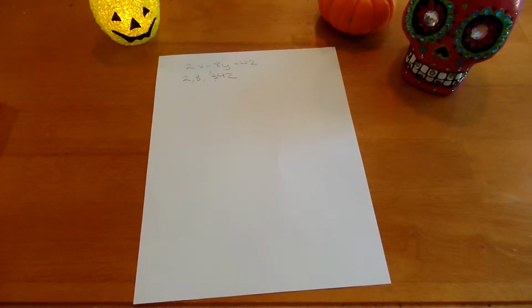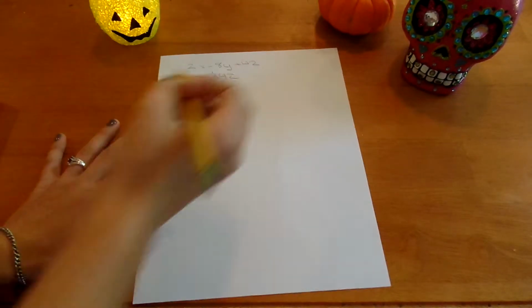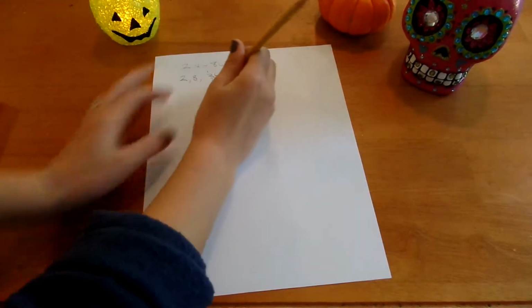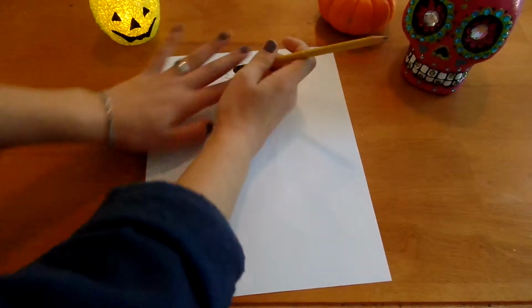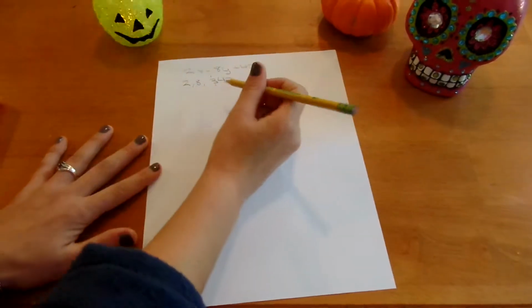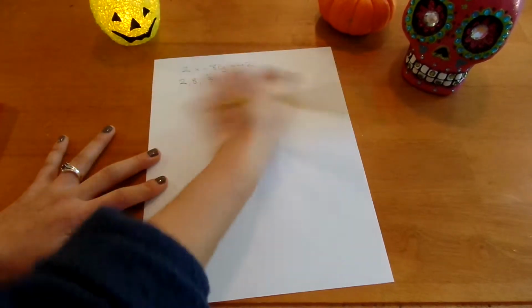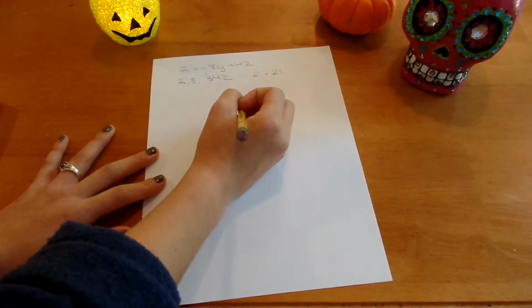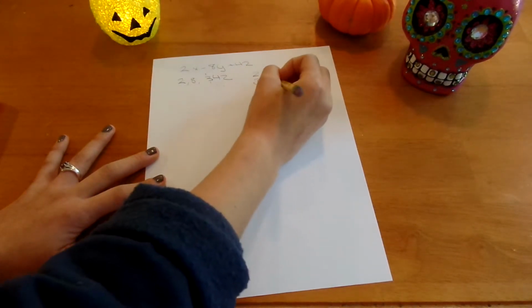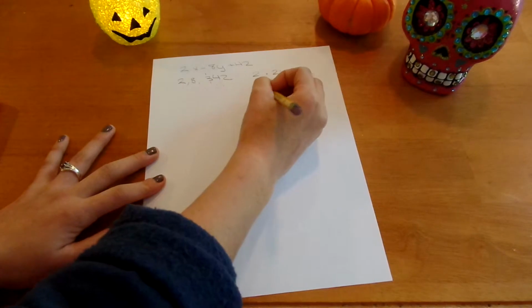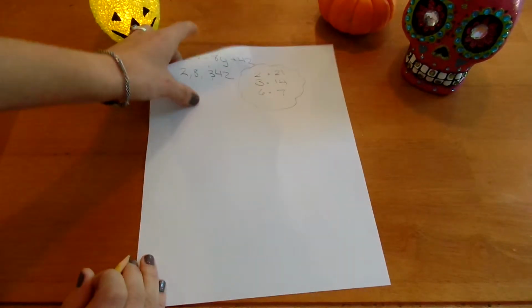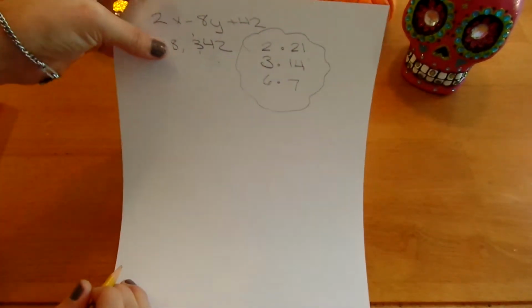First, to make it easier, I'm going to find the factors of 42. Factors would be 2 and 21, 3 and 14, and 6 and 7. So those are my factors. Okay.